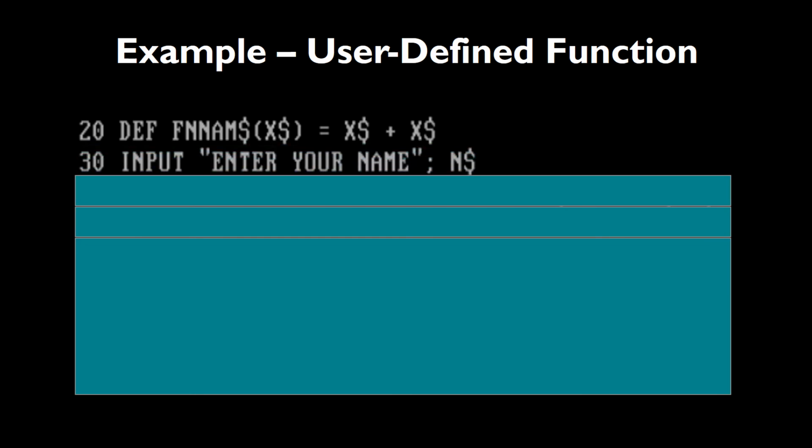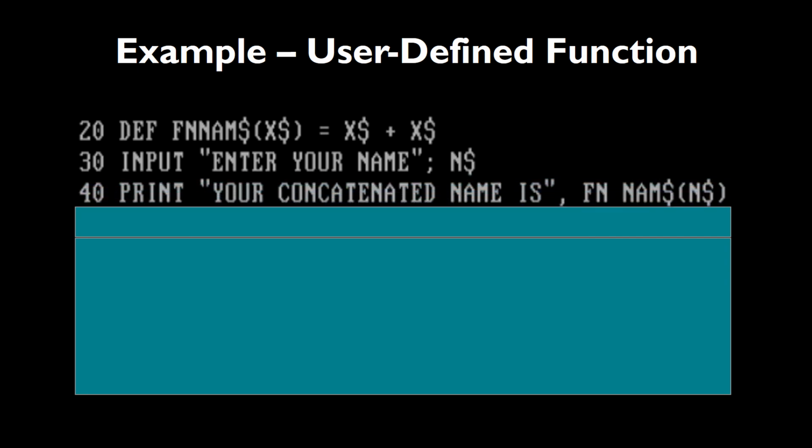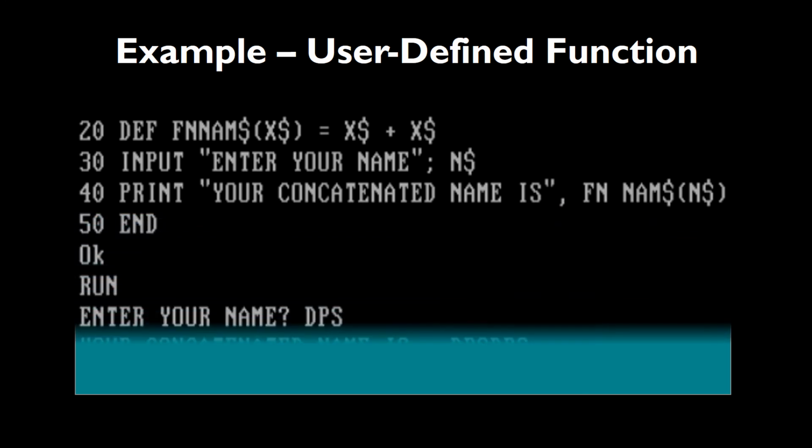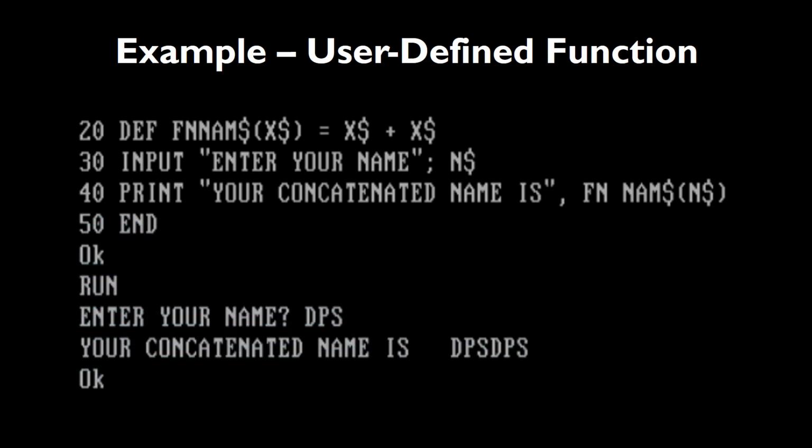Let's take the input from the user, "Enter your name", N$, and here we can call the function like PRINT "Your concatenated name is"; FN NAME$(N$). What it will do if I execute the program: Enter your name. If I say DPS, then your concatenated name is DPSDPS, meaning that it has combined the string.